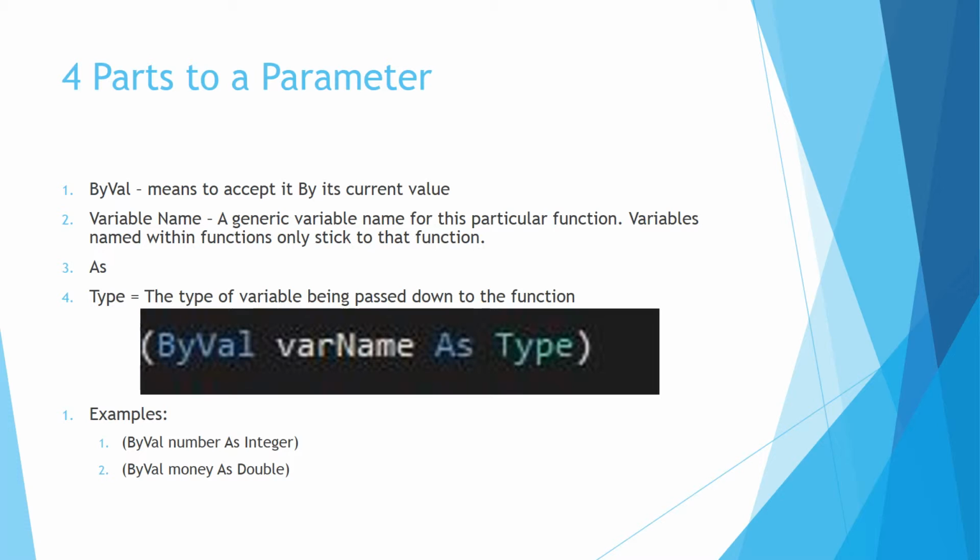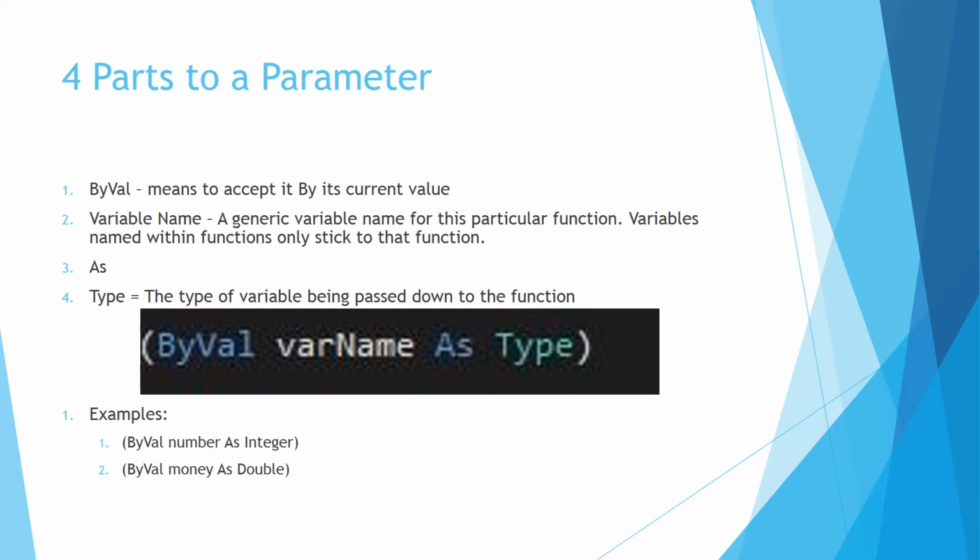The 4 parts to the parameter. Now this is just the information inside of the parentheses. 2 out of 4 of the words are going to be the same no matter what. ByVal means to accept it by its current value. So that's the first part we type.